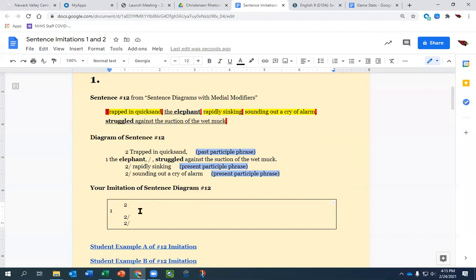So I started by thinking of a base clause that kind of imitates the idea that the elephant struggled against the suction of the wet muck. And I thought, well, I'm just going to stay in the animal family because I saw some cute dogs today. So I thought I'll just write a sentence about a dog.